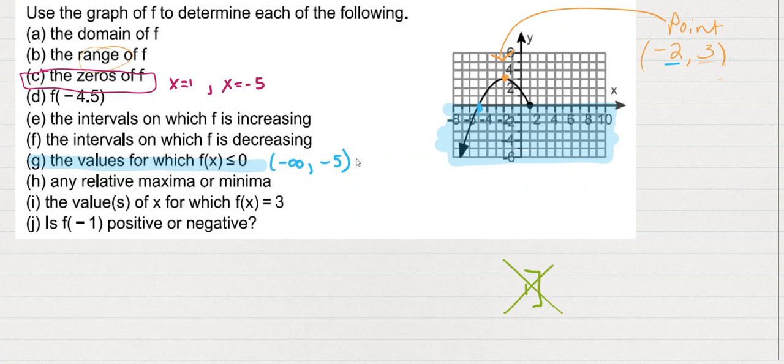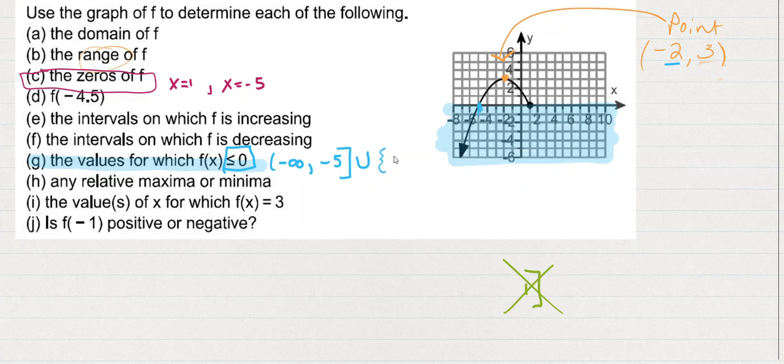or, oh wait, and you know what? I need to include that, don't I? I need to make a bracket on that because at negative 5, we're equal to 0, or, so I'll use the union symbol, or at the point 1.